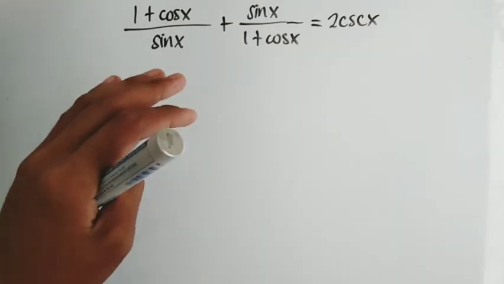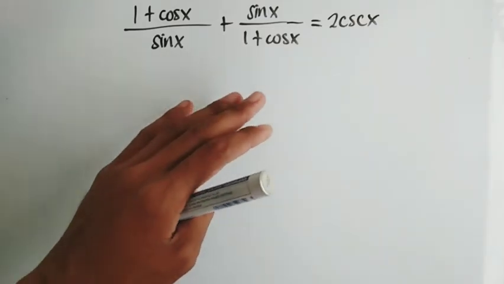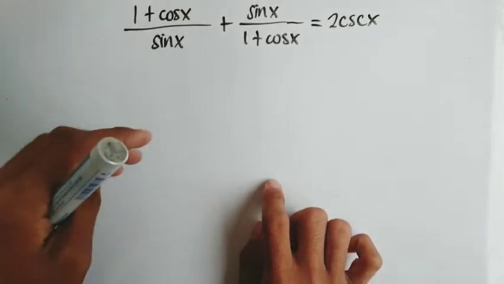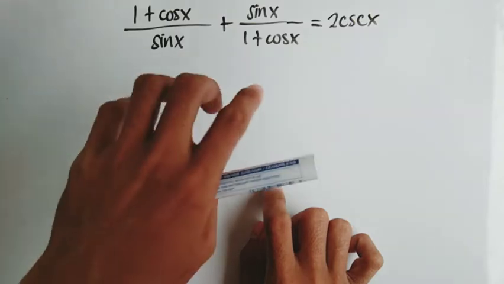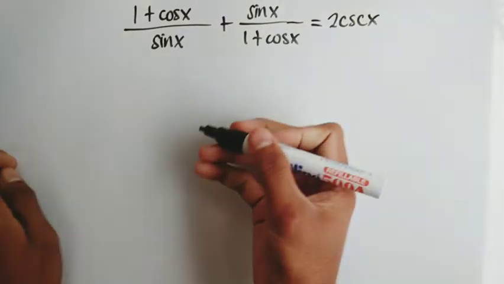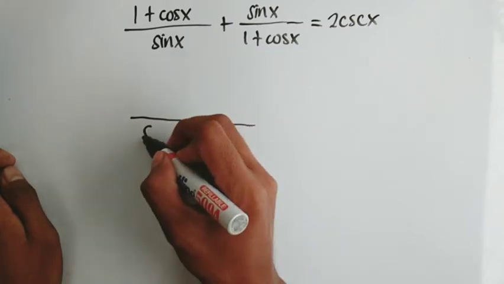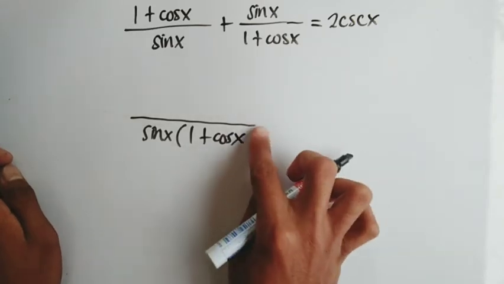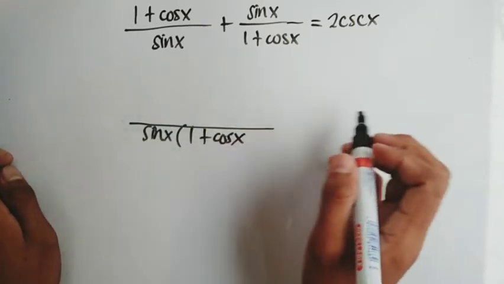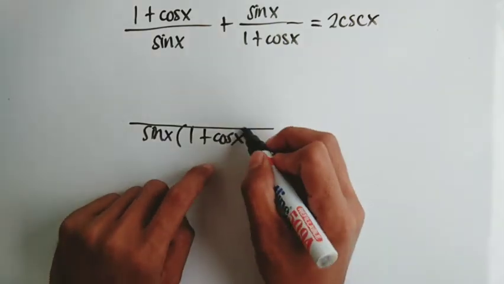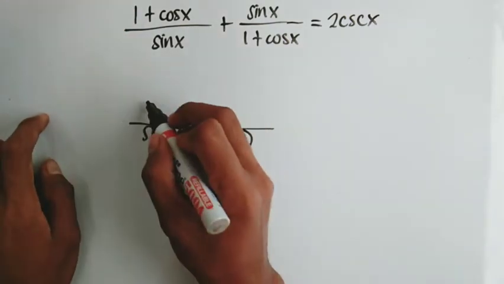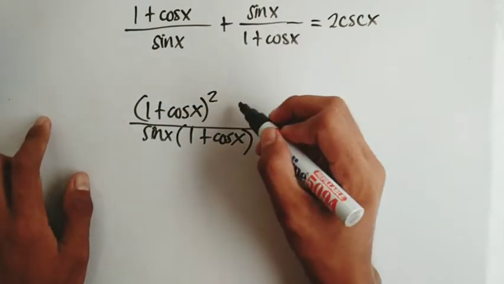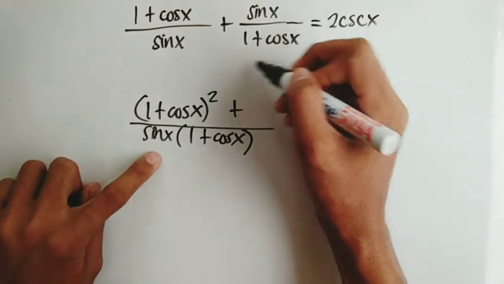Verify 1 plus cosine x over sine x plus sine x over 1 plus cosine x is equal to 2 cosecant x. So left side, wala tayong makitang magandang identity. So ang gagawin natin is LCD. So we have sine x. Huwag muna natin siya i-distribute. Next, divide lang natin. We have, ito matitira, times ito. So square yan, kasi parehas lang naman sila. Next, divide mo yan. We have sine x times sine x, sine squared x.